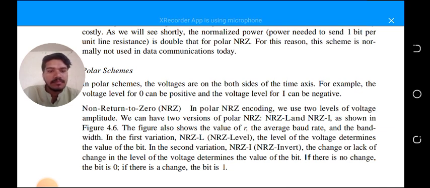In the first version, NRZ-L, the level of the voltage determines the value of the bit. In the second version, NRZ-I, the change or lack of change in the level of the voltage determines the value of the bit. If there is no change, the bit is 0. If there is a change, the bit is 1.